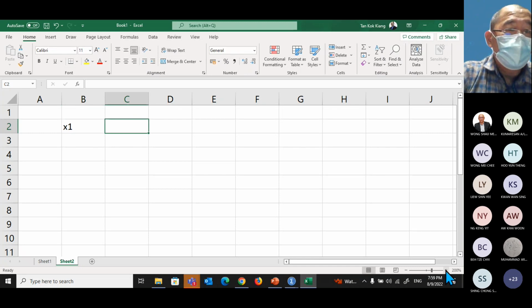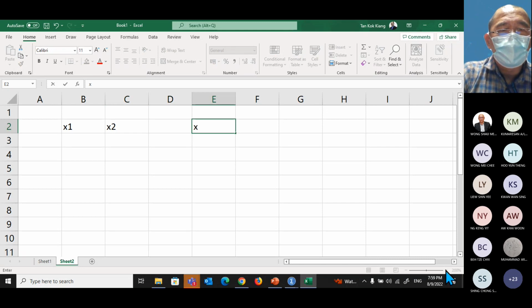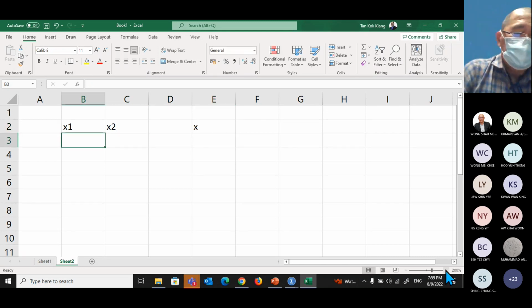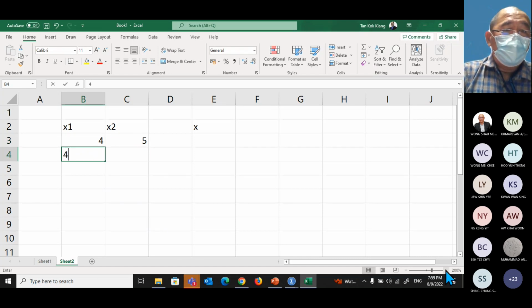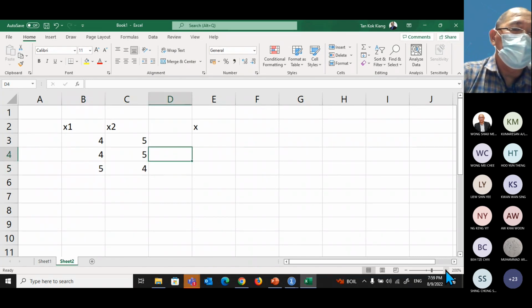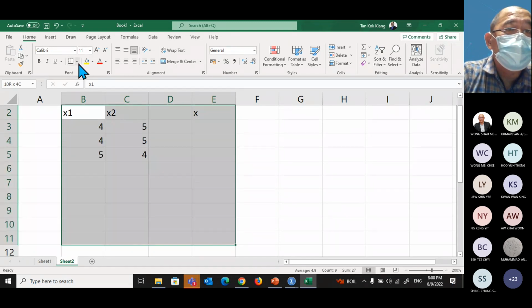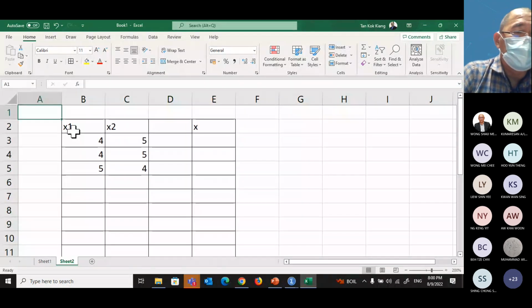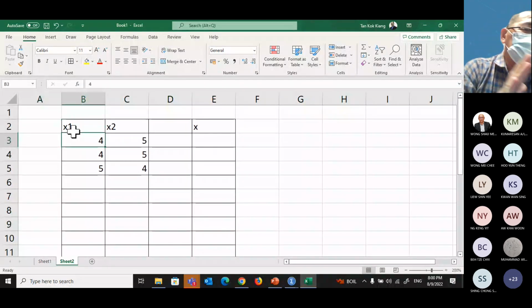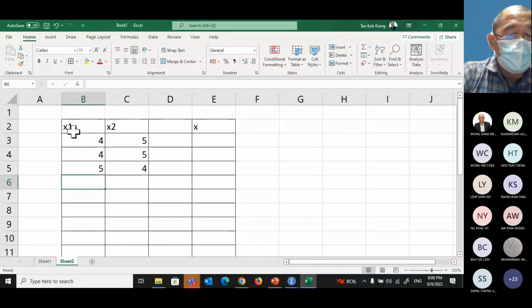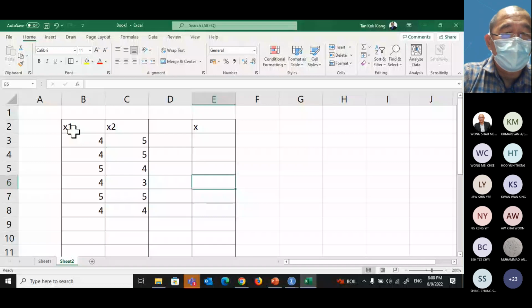I think I gave you a similar example. Let's say like this. This is the Likert scale, 1 until 5. So x1, x2 are two different variables. But let's say like this.